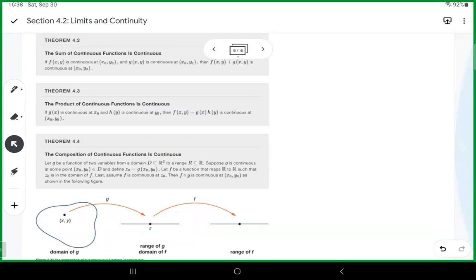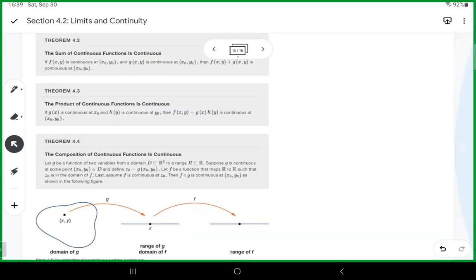Let g be a function of two variables from a domain to the range. Suppose g is continuous at the same point as an element of D and define z sub 0 as g of x sub 0, y sub 0. Let f be a function that maps R to R such that z sub 0 is in the domain of f. Last, assume f is continuous at z sub 0. Then f of g is continuous at the same point, as the following figures would suggest to you.